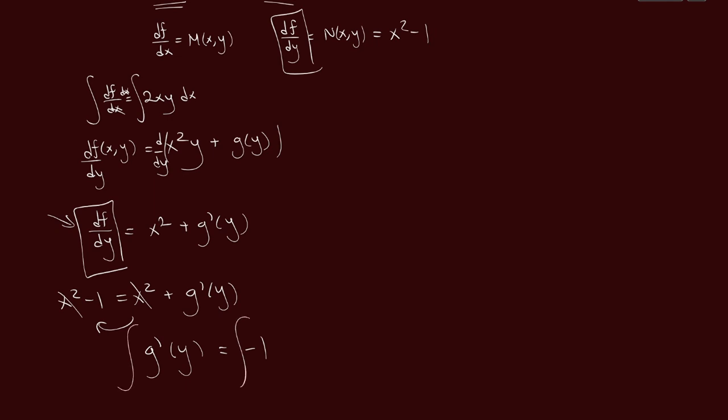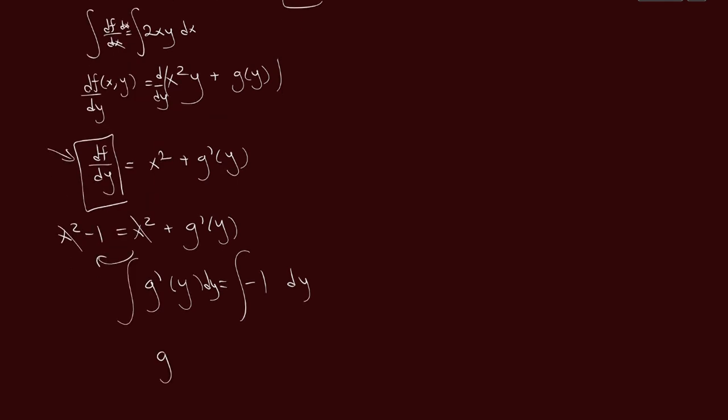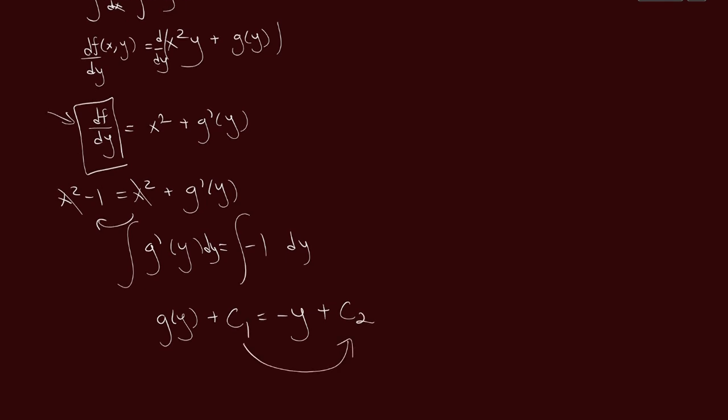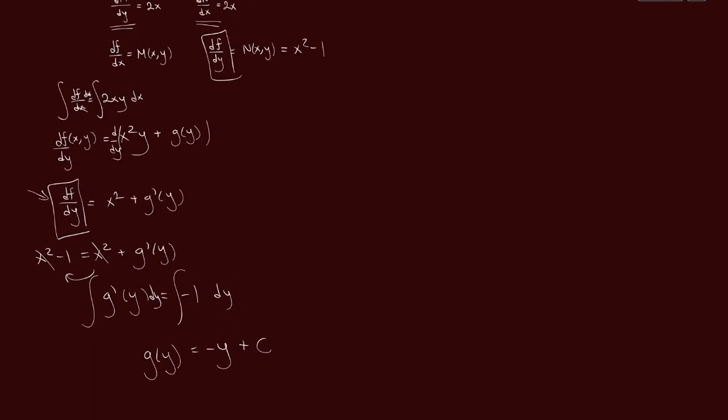Now we're going to integrate both sides with respect to y, because we have a y here. So this becomes g of y plus c1, and this becomes minus y plus c2. Let's call these c1, c2. Bring this to the other side, and we'll just replace everything with just one constant c. Okay, now we're almost done.